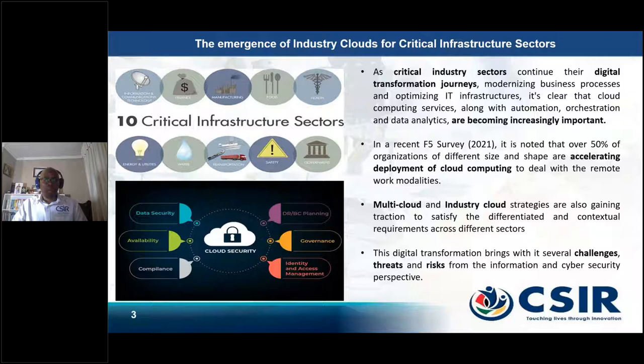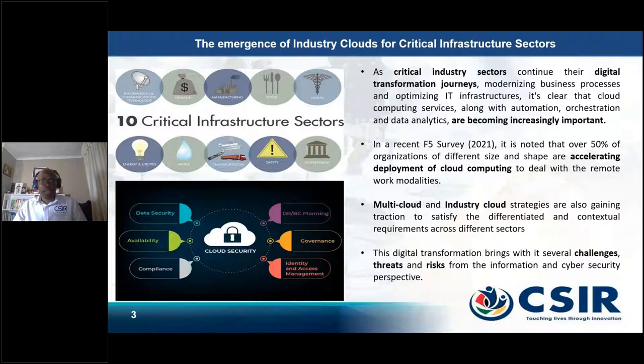There are multi-cloud strategies that organizations are adopting, for example, using different cloud service providers in order to serve their different needs. But industry cloud strategies are also gaining traction, particularly for those specialized industries, in order to satisfy the different requirements across the different sectors, and we'll deal with that very shortly. As we adopt multi-cloud and industry cloud, this brings with it several challenges, particularly when it comes to the risks from the cyber perspective, and also the threats. And we will deal with the critical infrastructure sectors later on that are suited for multi-cloud and industry clouds.